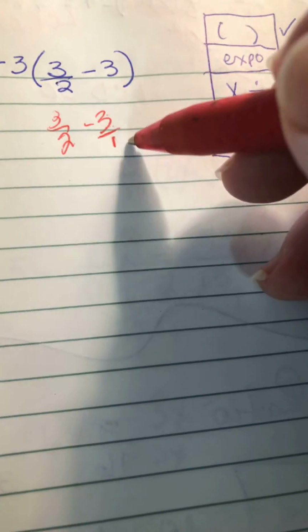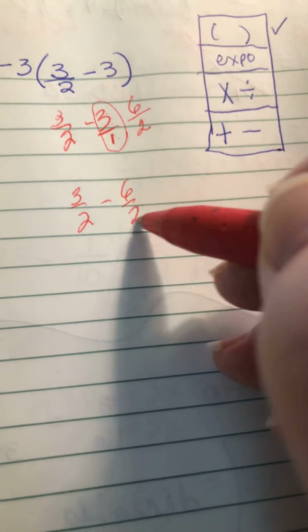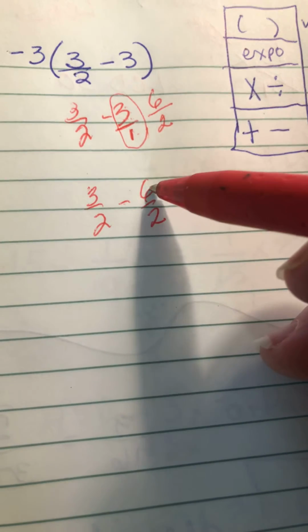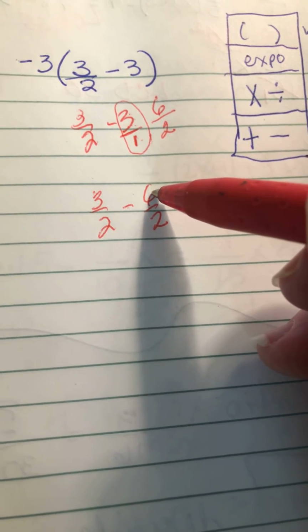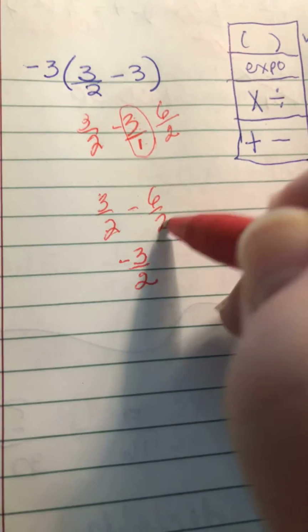And so I need to change this fraction over to where it has a 2 as a denominator. And by doing that, if this was times 2 to get here, then this has to be times 2. So now what we're looking at is 3 halves minus 6 halves right now. And so 3 minus 6 is negative 3. So now this becomes negative 3 over 2, because you don't change the bottom numbers.